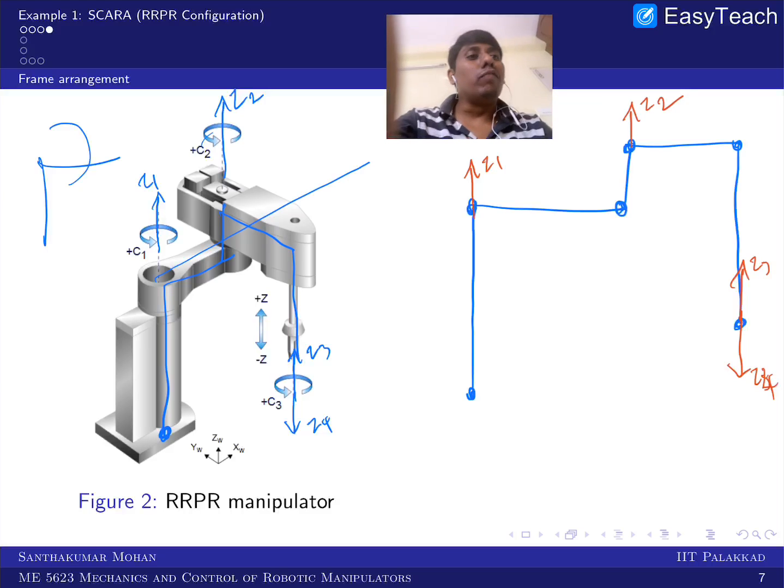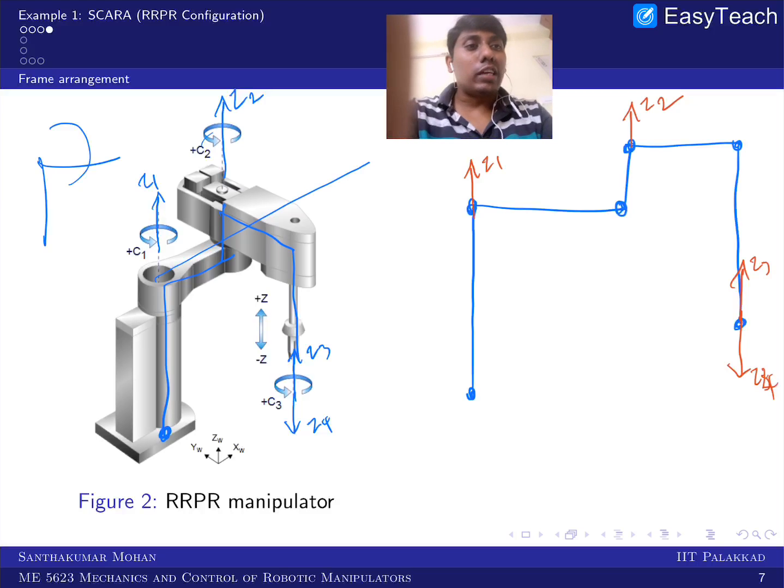Now where will we fix the frame? You can see that z1 and z2 are parallel, so you can draw an infinite number of common normals. I see this as the starting point. I fix frame one here, and you can see these two can be easily addressed: this can be along x, and this can be along z. Then I can take this point as frame 2.